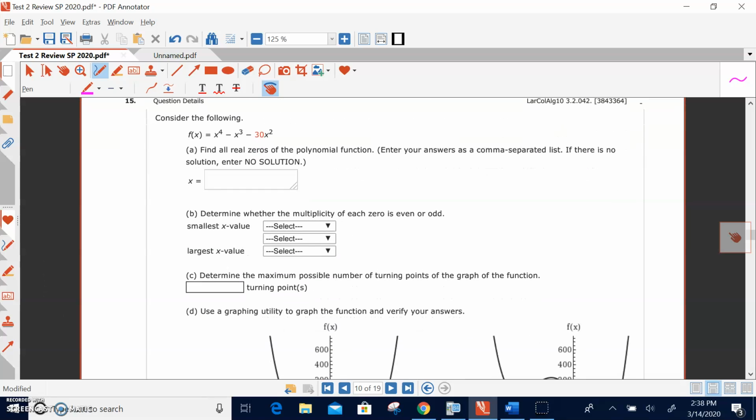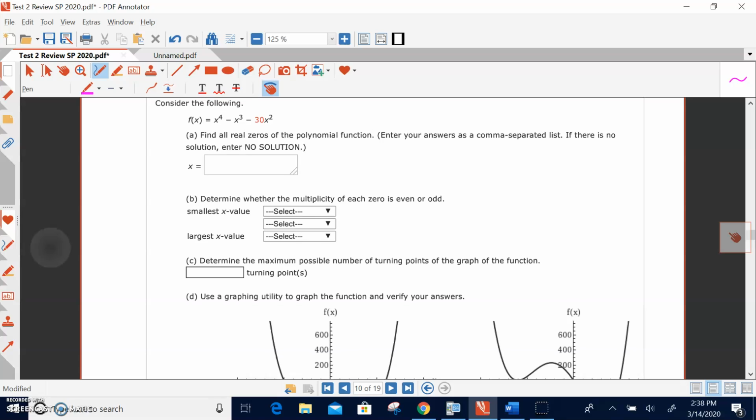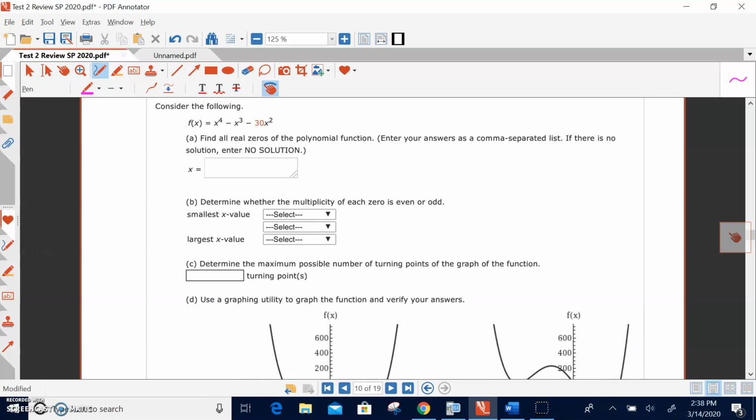Let's see what's here. Oh, similar to what we did before. So you work on it, I'm going to work on it. Pause the video, do some factoring, find the solutions, and then come back and we'll see how it goes.